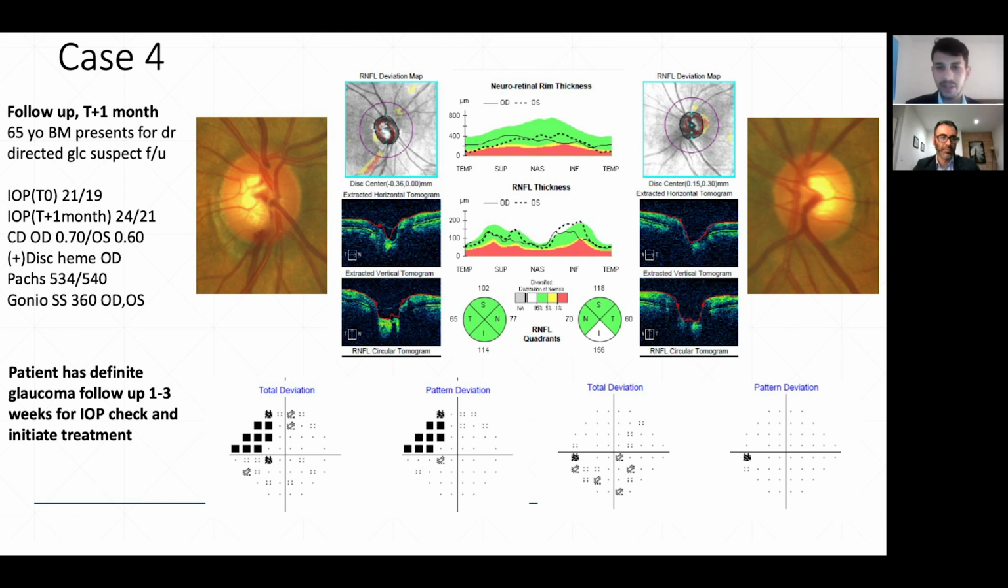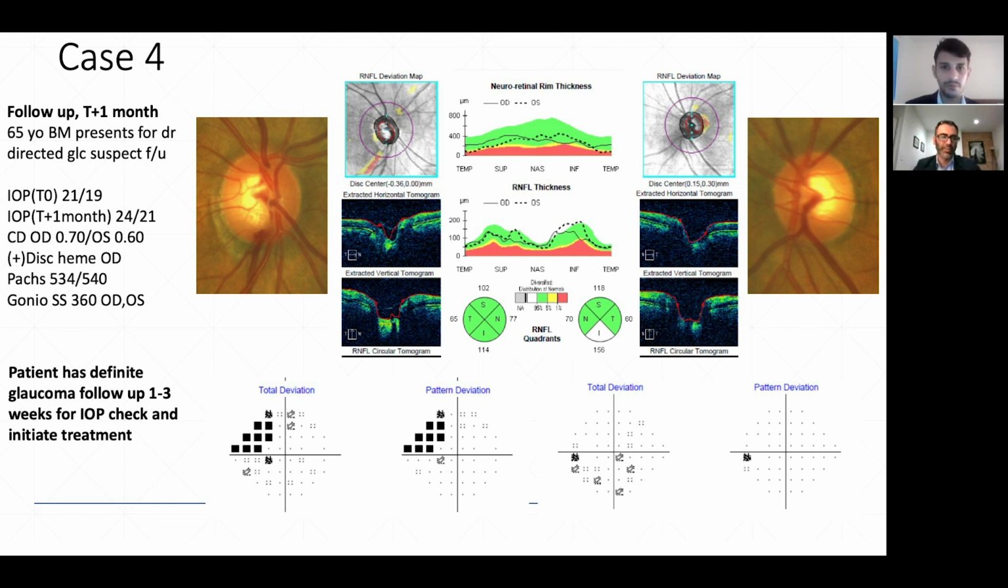Ideally, I always like to get 3 IOP checks. So I actually had this patient come back in about 1 to 3 weeks to get another IOP check, but I told them, look, you're coming back, but you're starting treatment no matter what. So he was already set up for it. I think his IOP was about the same. This lets me know what his Tmax is and how to develop his target IOP.